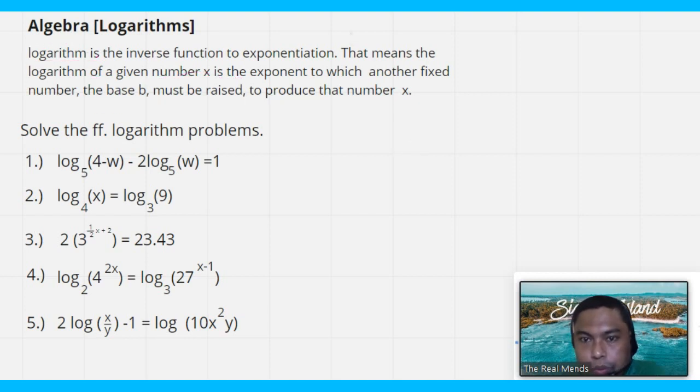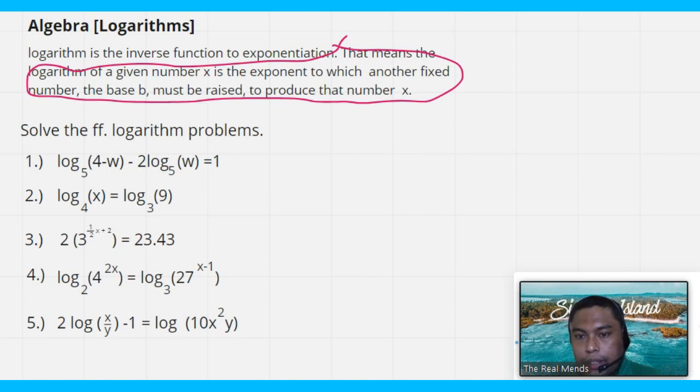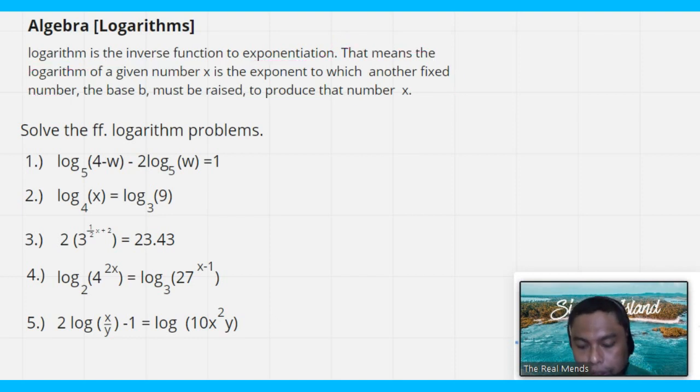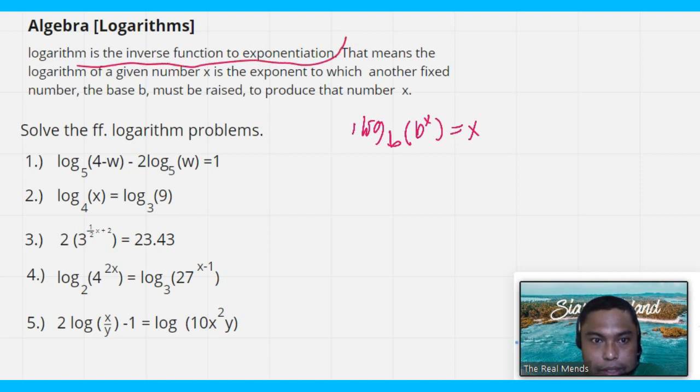With this description, we can derive the properties of logarithm. That means if you have the logarithm of base b, and then I have here b raised to the power of x, this is just equal to x. That's the meaning of this description.